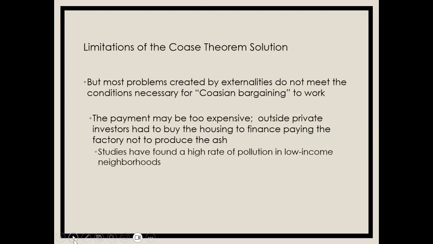But there are limitations to the ability of the Coase theorem solutions to deal with externalities. That is, there's a limit to the ability of Coasean bargaining, as economists call it, to work. First is the payment may be too expensive. Outside private investors had to buy the housing to finance paying off the factory to not produce ash. In fact, studies have found that there's a high rate of pollution in low-income neighborhoods. These people probably don't have the financial resources to pay nearby polluters to stop polluting.